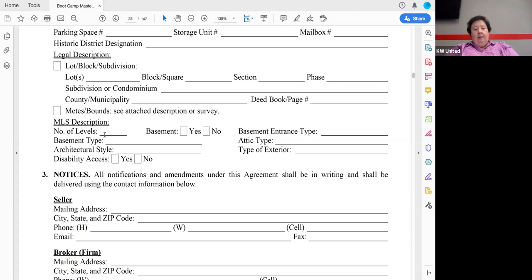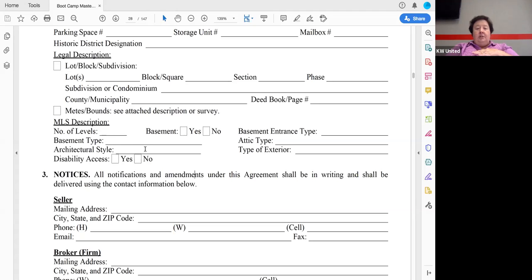It's a mistake a lot of people make. So you would say if it's a 4-story townhouse and it's a walk-in and it's on a slab, there is no basement. So the answer is no, there's no basement, that is 4 stories. What type of basement? Well, there's no basement, so that's blank.